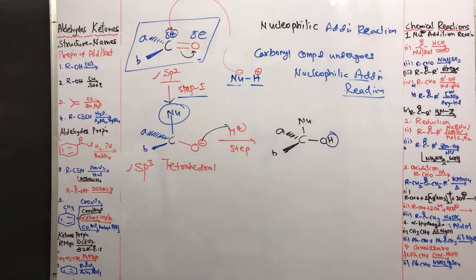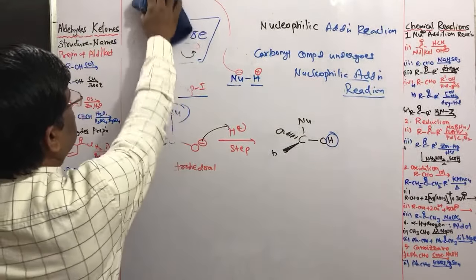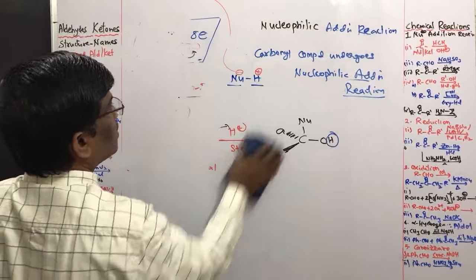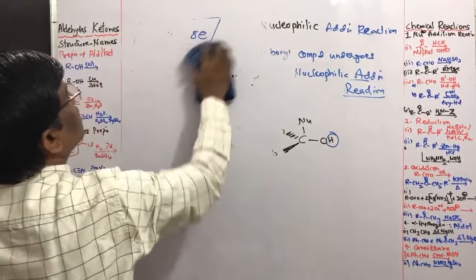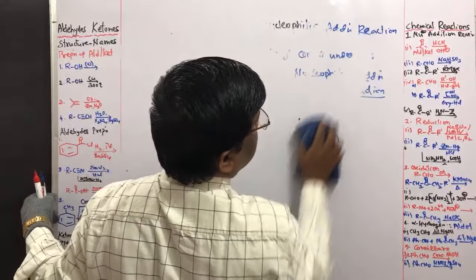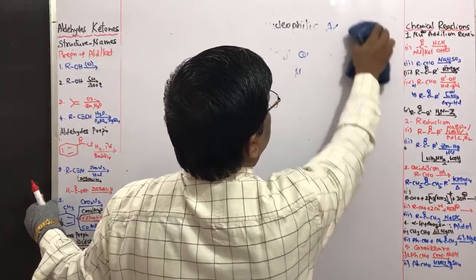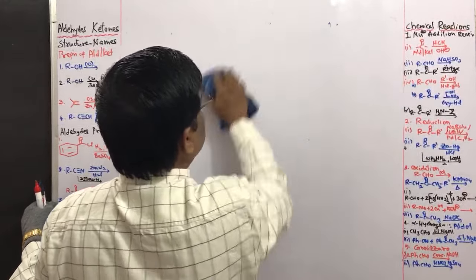Next. Under nucleophilic addition reactions, we are going to learn about 5 reactions. What are they? Let me explain one by one.